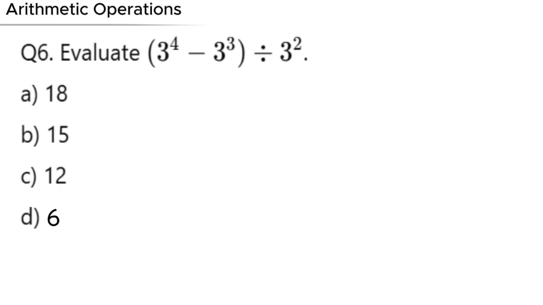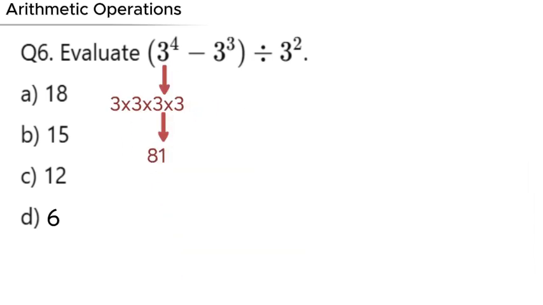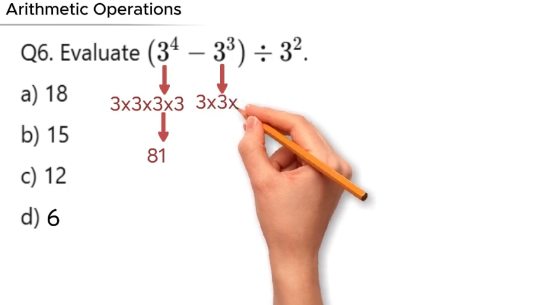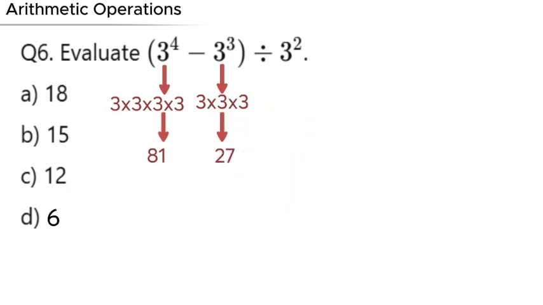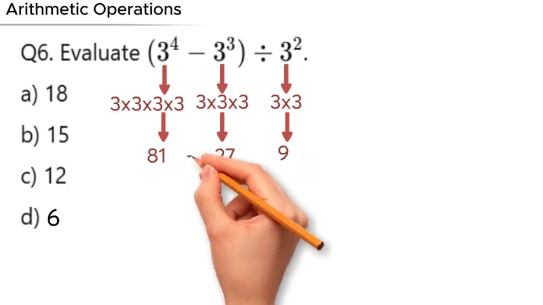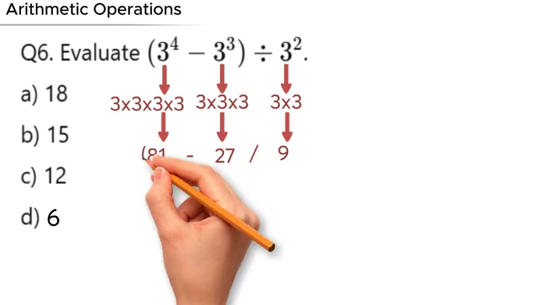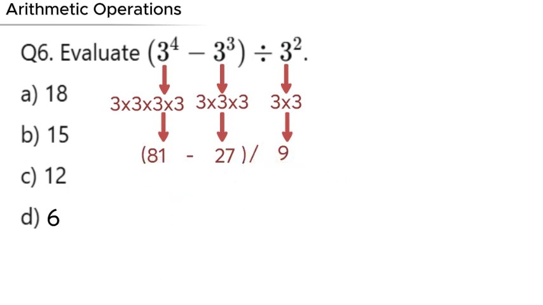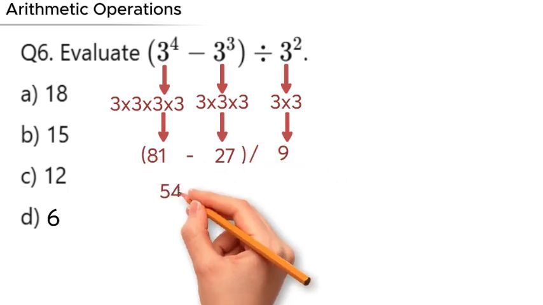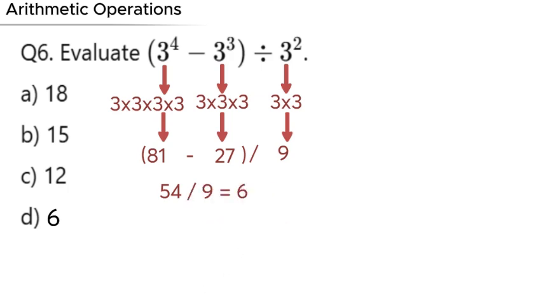First, let's evaluate each term. 3 to the power of 4 is 3 times 3 times 3 times 3, which is equal to 81. 3 cubed is 3 times 3 times 3, which is equal to 27. 3 squared is 3 times 3, which is equal to 9. Therefore, 81 minus 27 divided by 9. Let's do the operation inside the parentheses first. 81 minus 27 is 54. And 54 divided by 9 is 6. Therefore, the answer is 6.